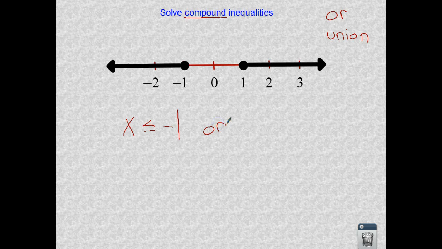Or, again, they're not sharing answers because they didn't collide with each other. They're not going to work at the same time. Or x is going to the right, so that's greater than. It's also shaded in, so it's equal to 1.